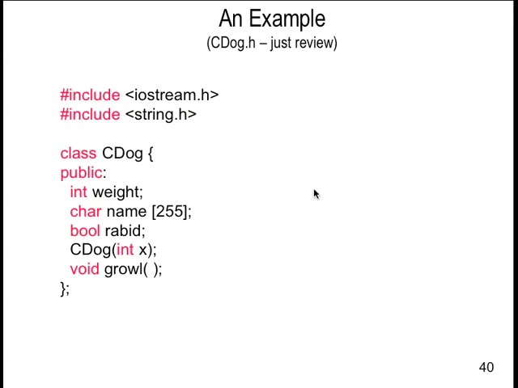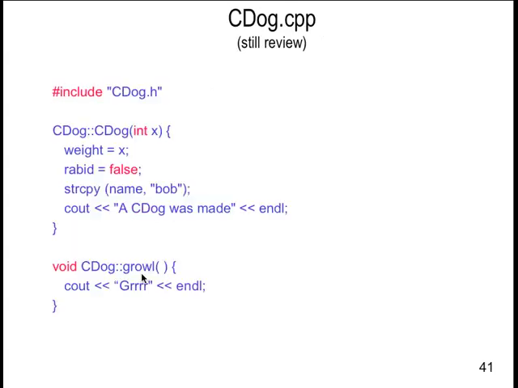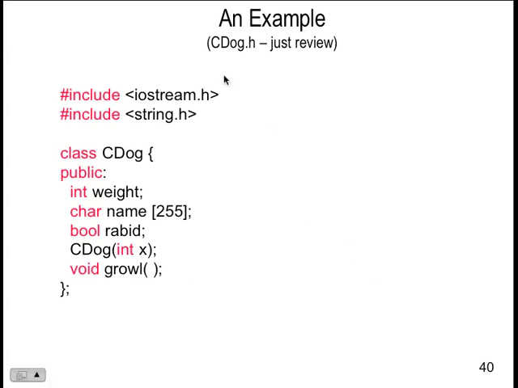So here's an example of CDog, and this is just review, so we've seen this before already. We have the CDog, we have some public methods: weight, character name, that's a string now, and a Boolean rabid. It has a default constructor, and it has another method to growl. So the dog can pretty much growl, it can't eat or do anything else yet, but it can growl. And that's the .h file, by the way. In the .h file we have the function prototypes, written just as when you write a function prototype. It has a semicolon at the end of the function declaration.